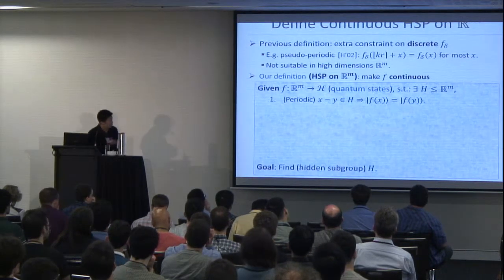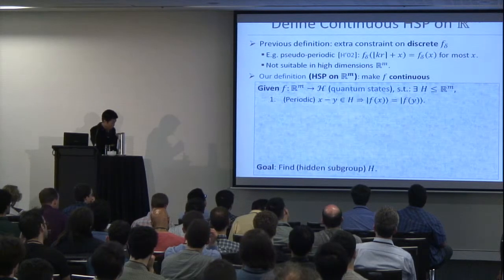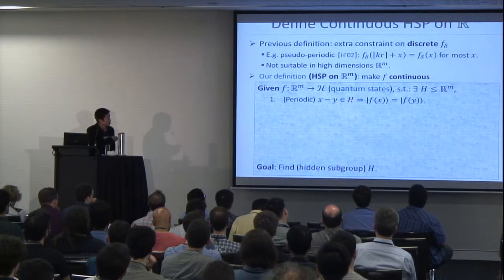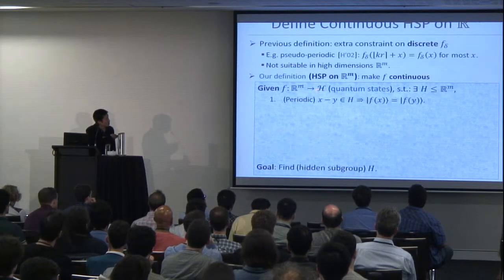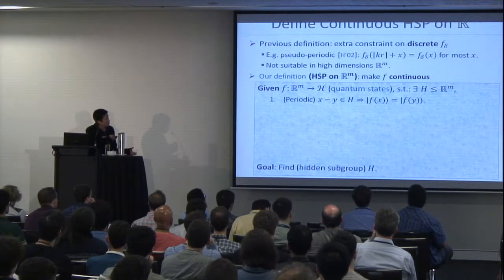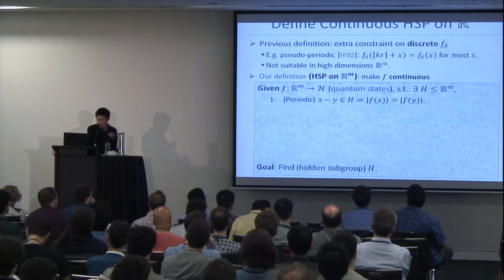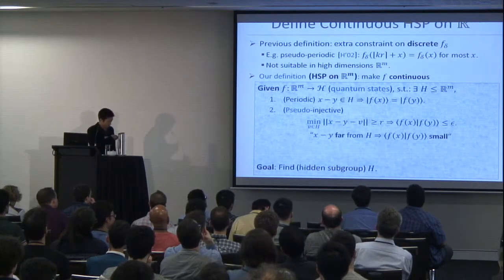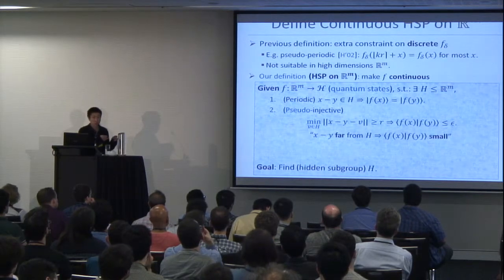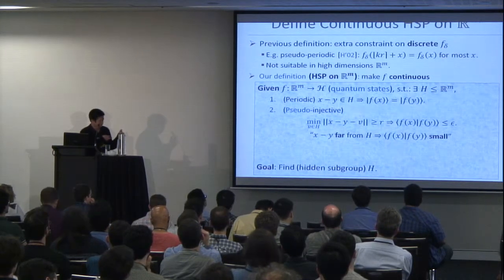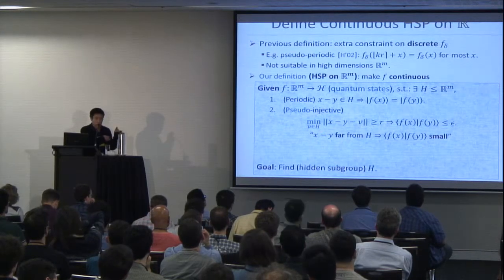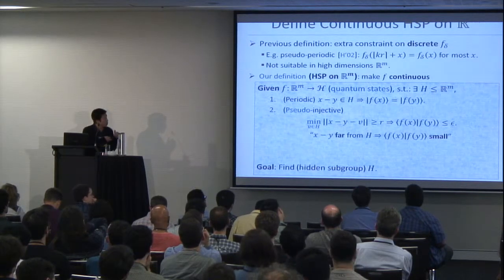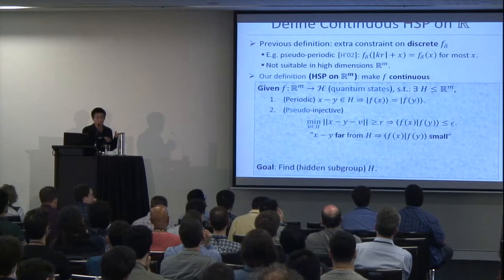Again, we assume we have a function defined on R to the m, which is periodic over some subgroup H. Here we make the output of the function spatial: they will be quantum states. Next, we weaken the injective property a little bit, which we call pseudo-injective. It roughly says that if two inputs x and y are far from being in the same coset, then their output states will be almost orthogonal.